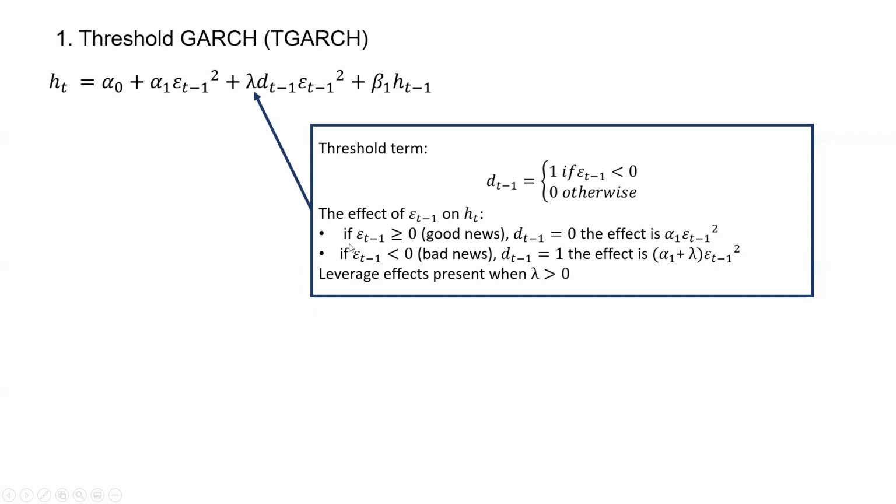However, if the period before reflected some bad news, then this dummy variable will take the value of 1. Therefore, the effect on h_t will be transmitted by alpha 1 plus lambda times epsilon_{t-1} squared, right? D_{t-1} will be equal to 1, so we simplify that expression. The only difference between these effects of transmission is lambda. So if lambda is found to be significantly different from 0, then we conclude on the presence of leverage effects.